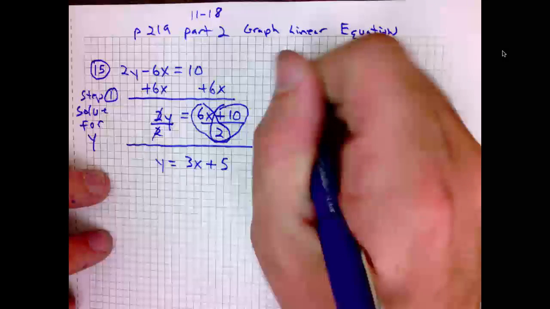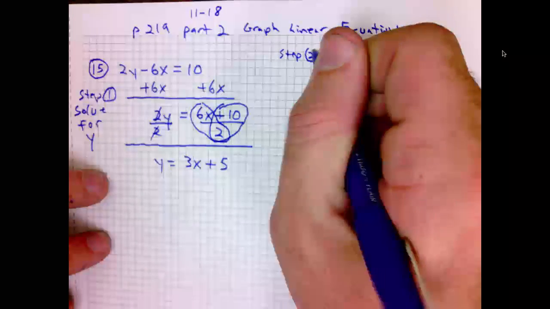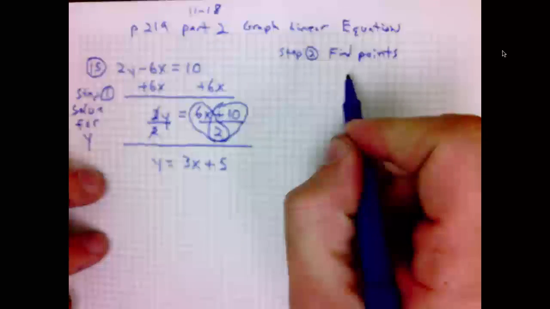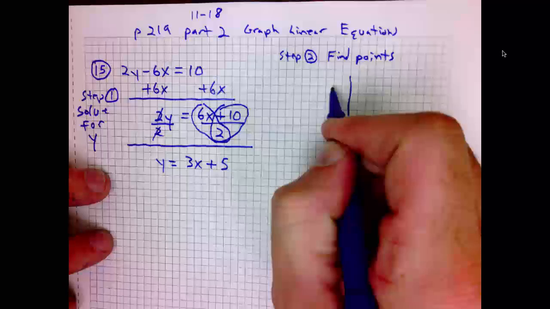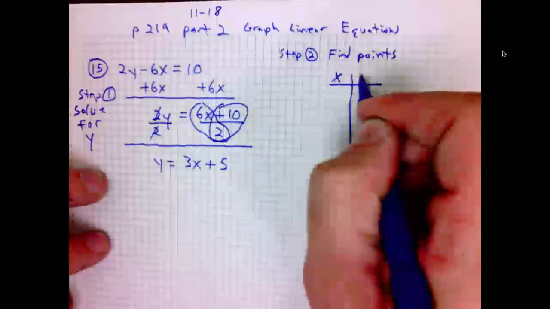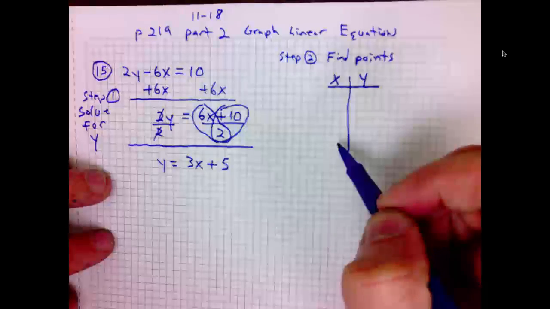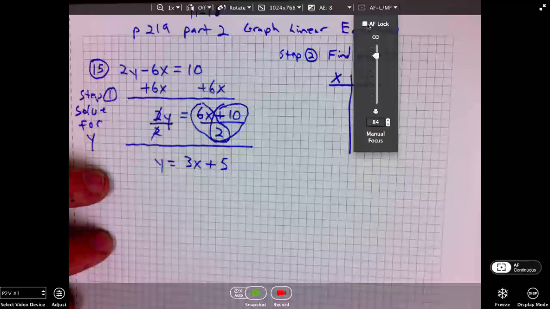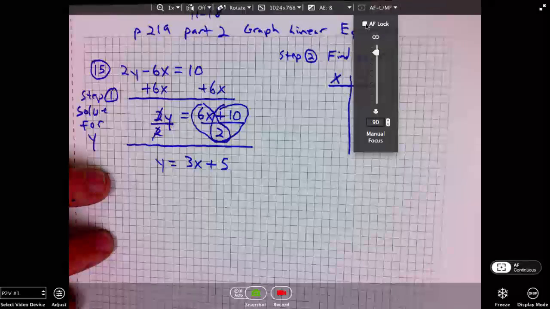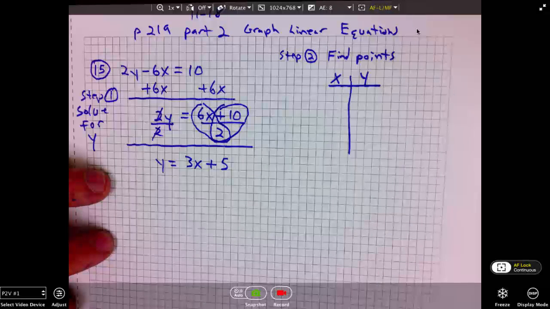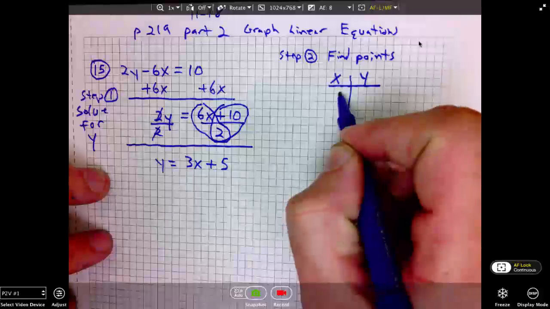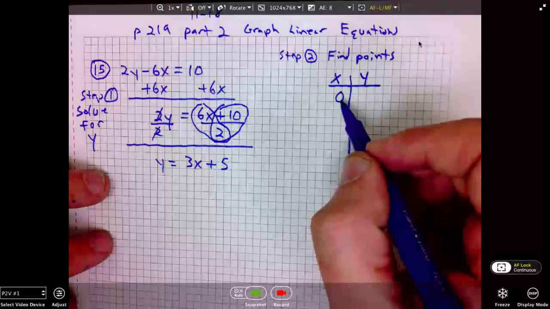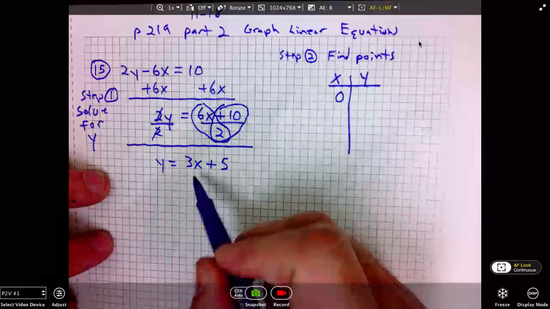Step 2. Find points. So, create my t-chart. X is my input, Y is my output. I can input any X I choose to. One that I insist that you use is 0. Because 0 is easy to do, and it turns out that the y value that 0 pairs to it will have importance later on. Substituting 0 in place of x.